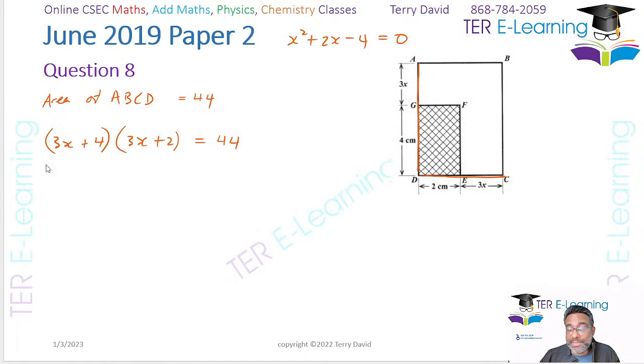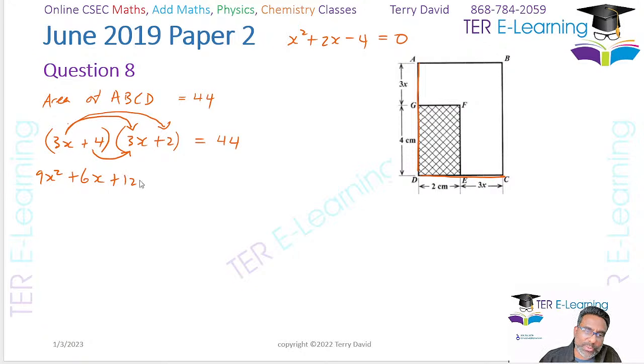So let's start. If you want to remove the brackets here, you're going to have to take the first term and multiply by every single thing in the second term. That's what you're going to do first. So 3x by 3x is going to give you 9x squared. 3x by 2 is going to give you 6x. Next thing we're going to do, we're going to take this 4 and multiply by this 3x. So that's going to be 12x. And then I'm going to take this 4 and multiply by this. So I'm going to get 8 is equal to 44.